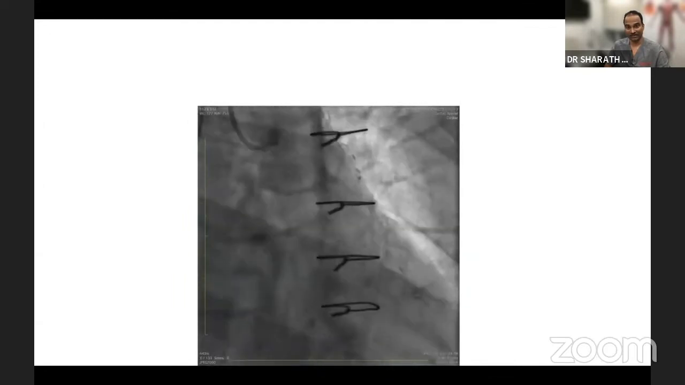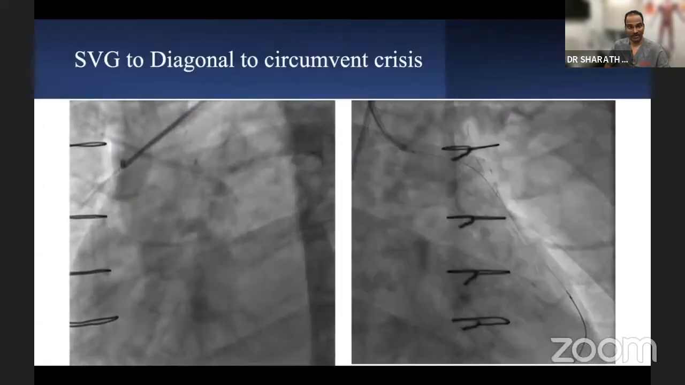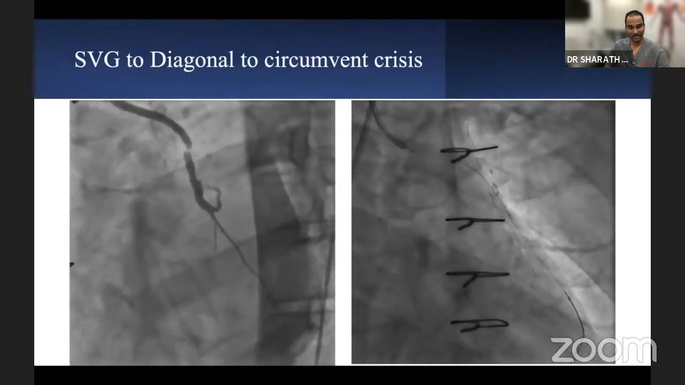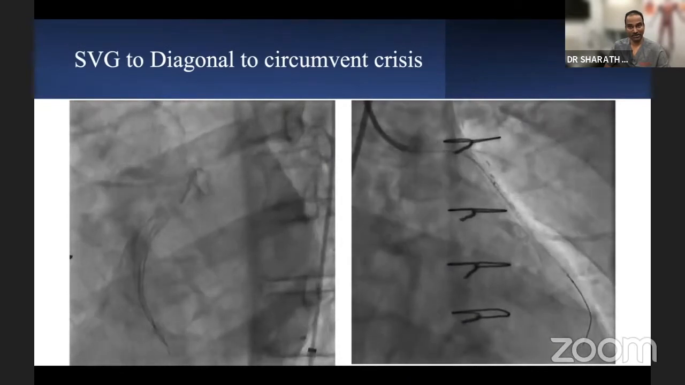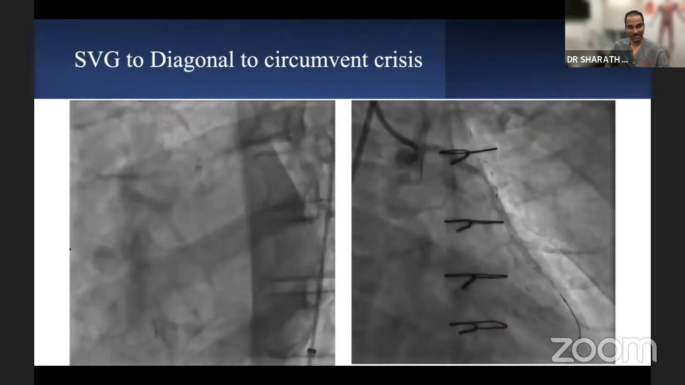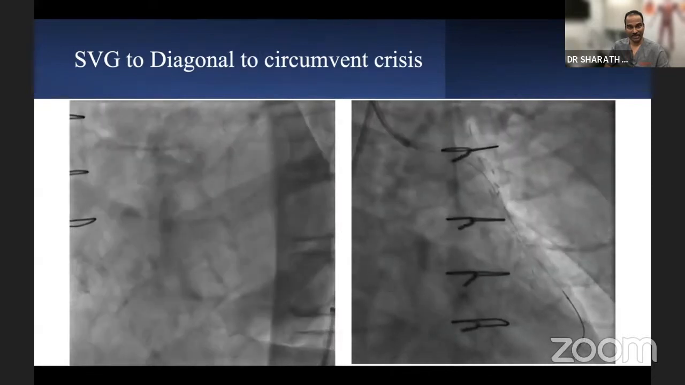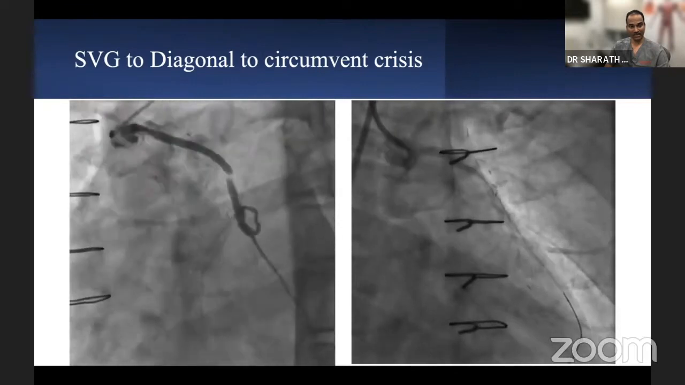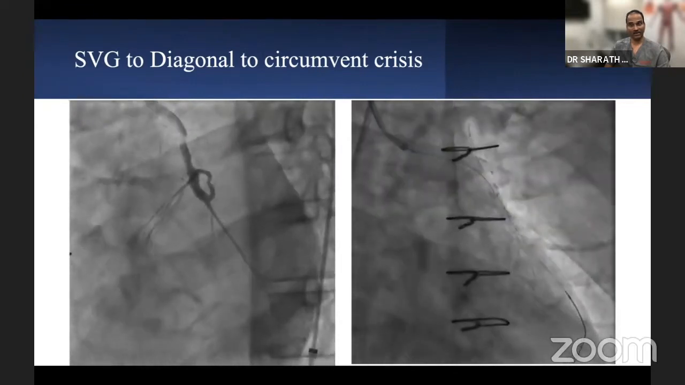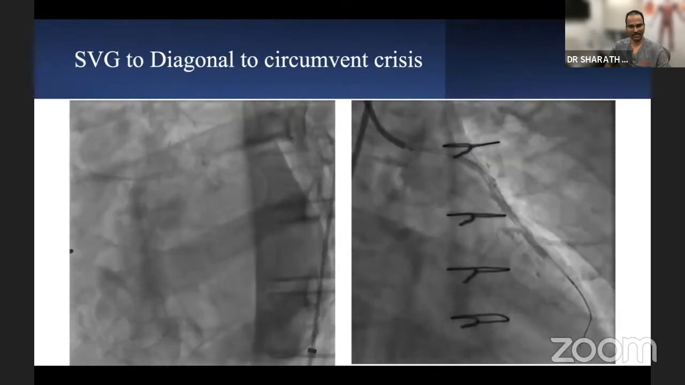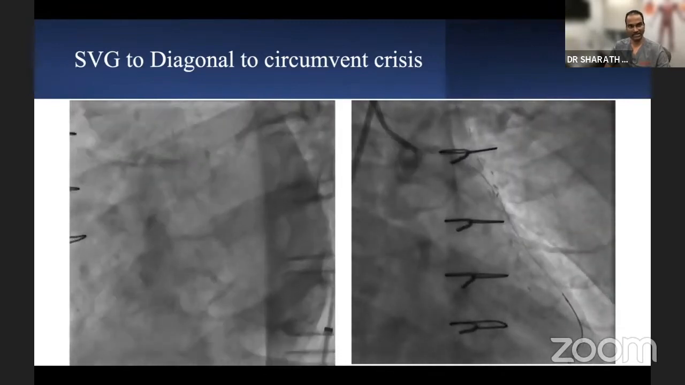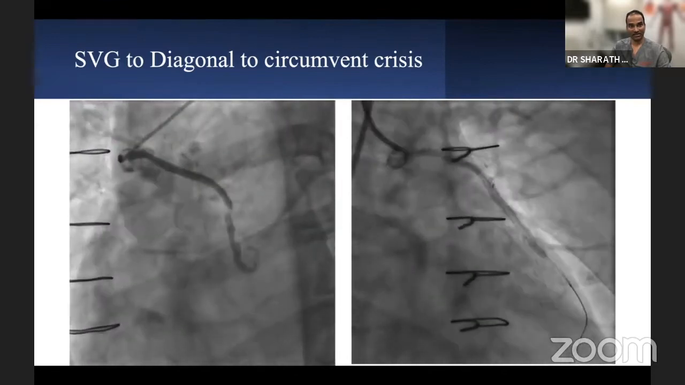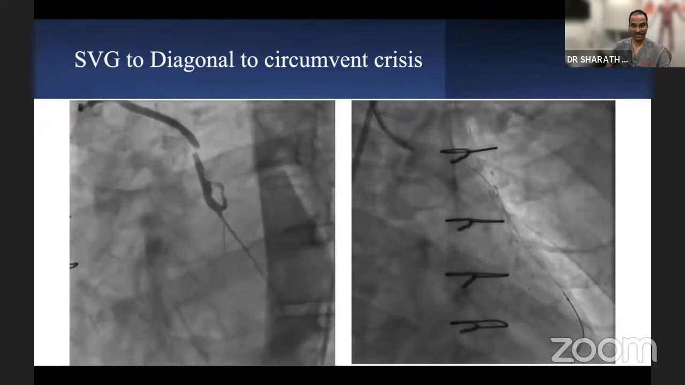Next slide. And in fact, RCA is also filling predominantly from LAD. I think that also contributed to the decompensation of the patient. Since his LV is very poor and the patient was not really a candidate for mechanical circulatory support, our plan was just to tide over the crisis and bring the patient out of decompensation. So we did stenting to the diagonal. You can see this is the post-stenting result.